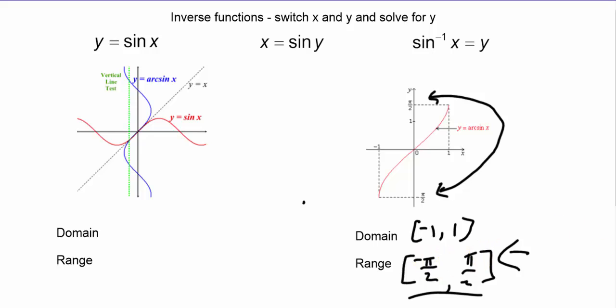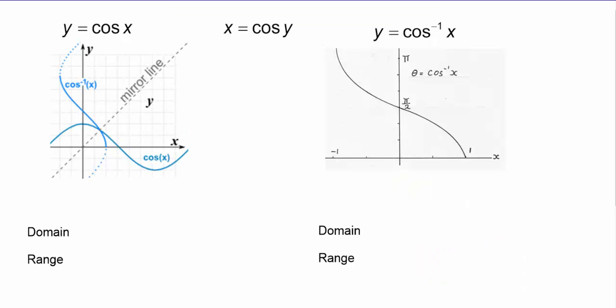Now, if I do the same for the cosine graph, it will also repeat itself. But in this case, it repeats itself in a different interval. And you'll notice that interval goes from 0 to pi. These are the output values for inverse cosine, over again that domain of negative 1 to 1.